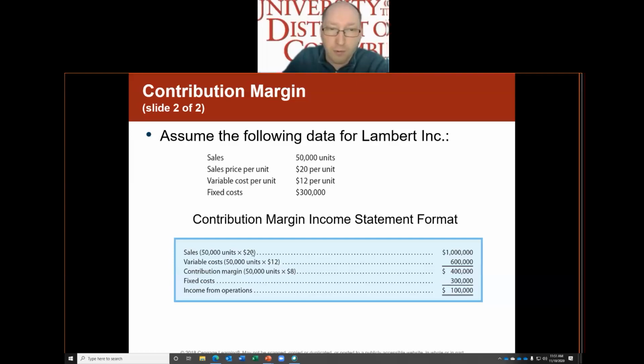So the way you figure out this $8: in other words, a way to figure out your contribution margin, you take your sales price per unit minus your variable cost per unit. Sale price per unit minus variable cost per unit gets you your net per unit. $8. That's your contribution margin. That's how you got the $8.